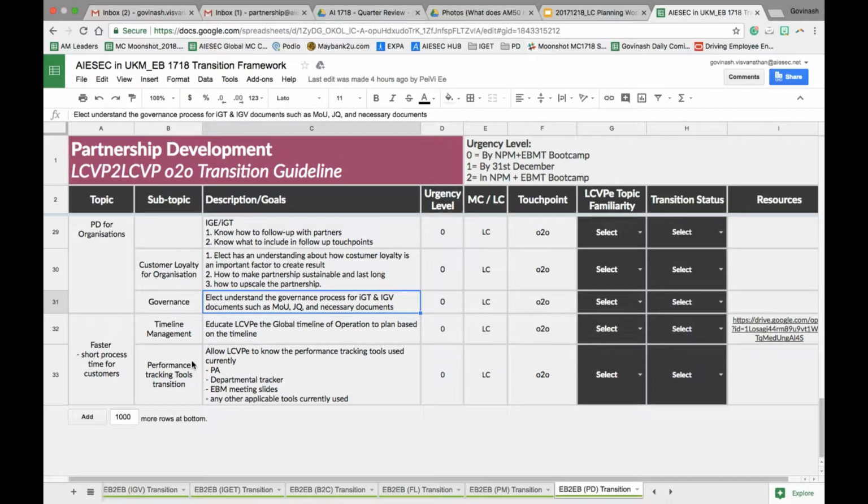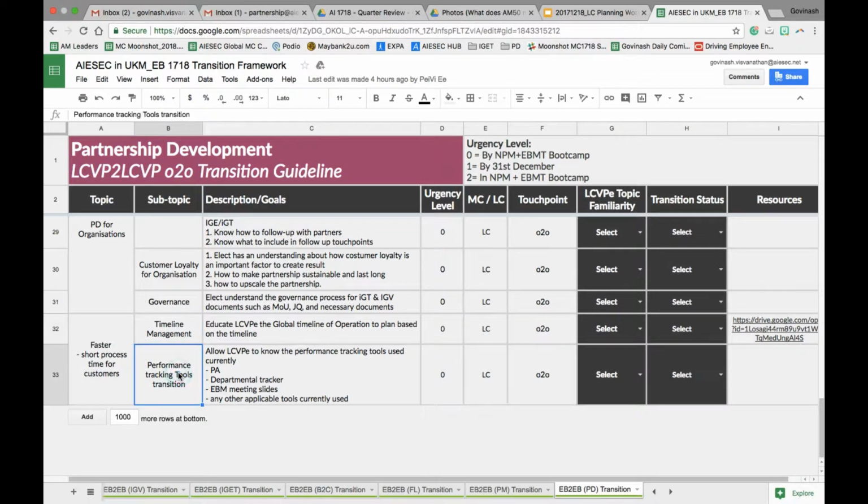So the last part for the functional transition will be the faster, which is how can we have a short process time for all our customers. There are really two parts to it. One is about timeline and one is about tracking tools. For timeline, your LCBPE should know the global timeline of the operations so that we as the PD team can understand the timeline for both IGT and IGV, so we can plan our sales peak and our sales meetings more efficiently and don't miss any deadlines, so that it doesn't affect the other products' performance as well.